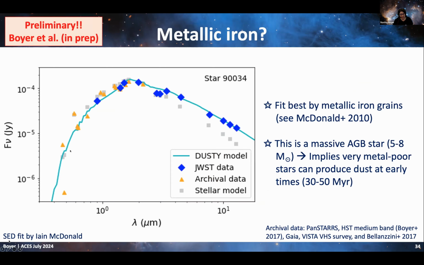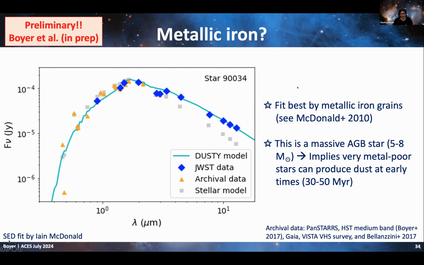And when you fit the SED with a dusty model, so the stellar photosphere model is the gray points here, and the JWST data are the blue points, and you can see that there's a huge infrared excess. And the dusty model is best fit with metallic iron grains. And so we can't say for sure that that's what we're seeing, because this is a featureless spectrum, and that's just how metallic iron works. So you can't really confirm that that's definitely what it is, but it does fit.